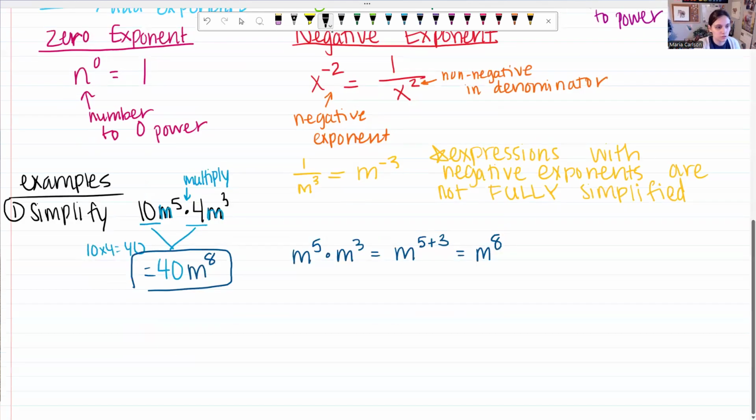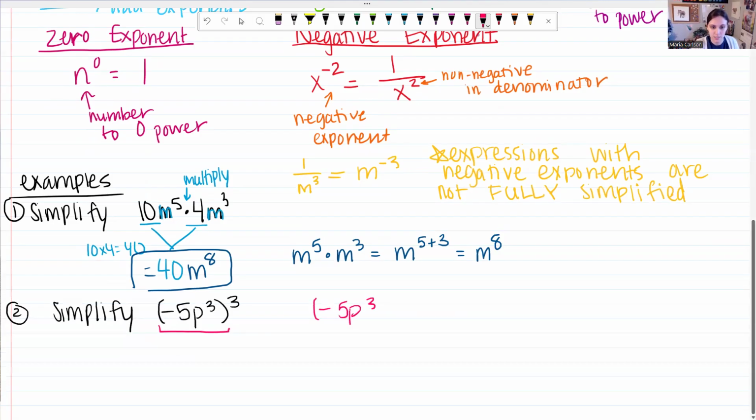Number 2. We are going to now simplify negative 5p cubed in parentheses cubed. So what this really means is I'm going to take this entire base in parentheses, negative 5p cubed, and multiply that 3 times. So I have negative 5p cubed times negative 5p cubed times negative 5p cubed. That process can get a little bit tricky, however.